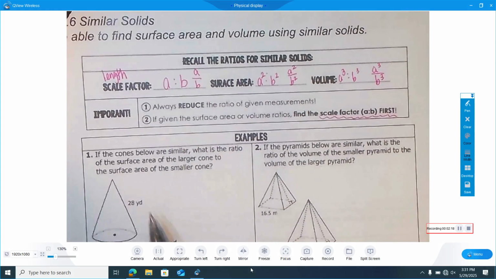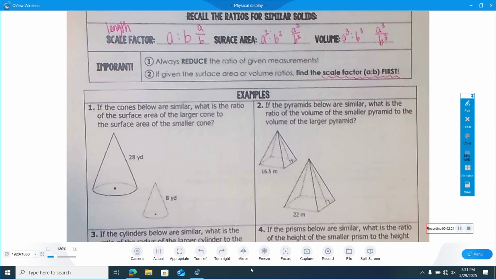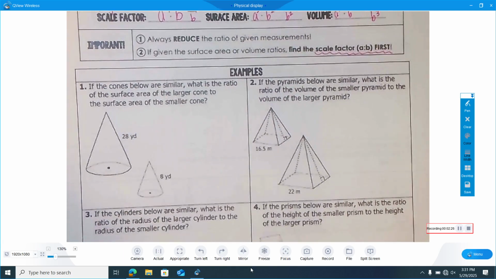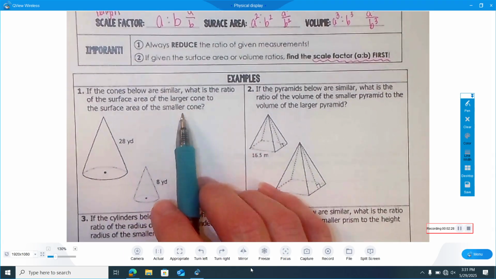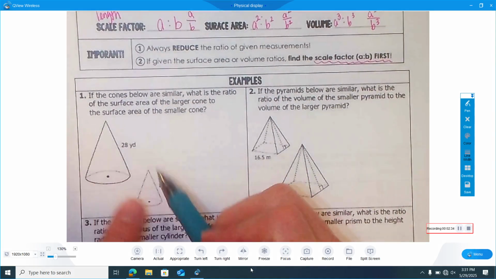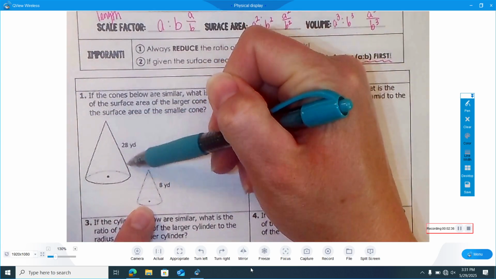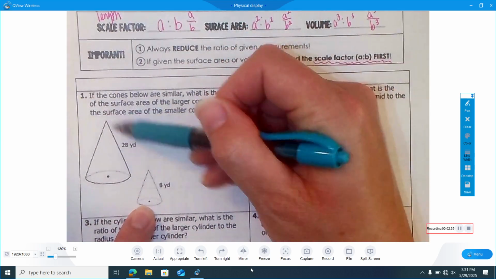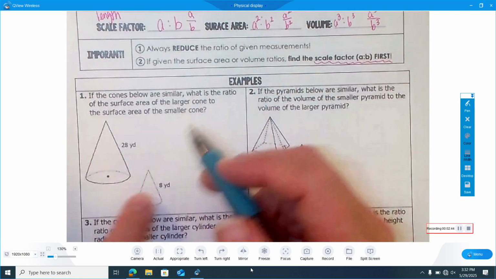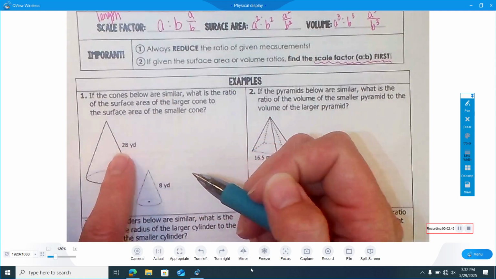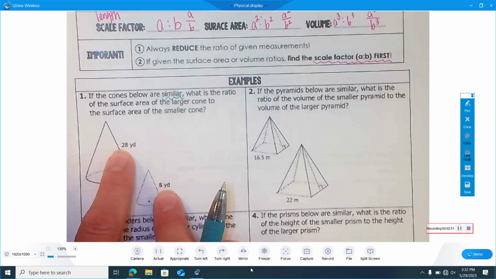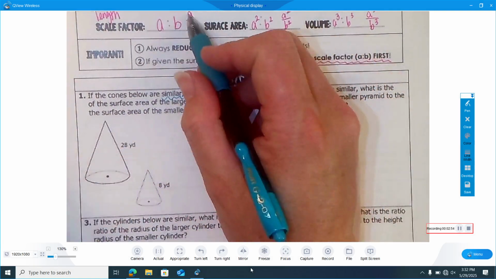All right, so let's try some examples here. If the cones below are similar, what is the ratio of the surface area of the larger cone to the surface area of the smaller cone? So you can see we have the larger cone and the smaller cone, and they're giving us a slant height of 28 and a slant height of 8. We want to go from the larger cone to the smaller cone. That's what it said. And so they're telling us that they are similar, and these are the length units. So they're going to help me find my A and my B.